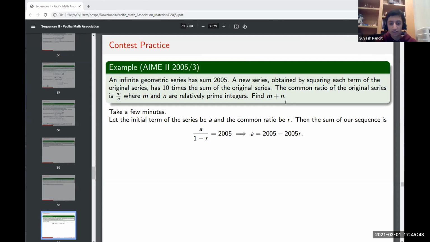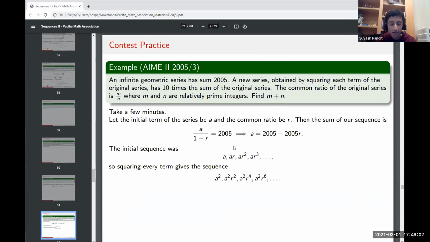So now we can rearrange things a little bit. You get A equals 2005 minus 2005R. Now, we also know that when we square each term, we get a new infinite geometric series that has a sum of 10 times that. Remember when we square each term, it's A squared, A squared R squared, A squared R to the fourth. So our initial term here is actually A squared, and the common ratio is R squared.